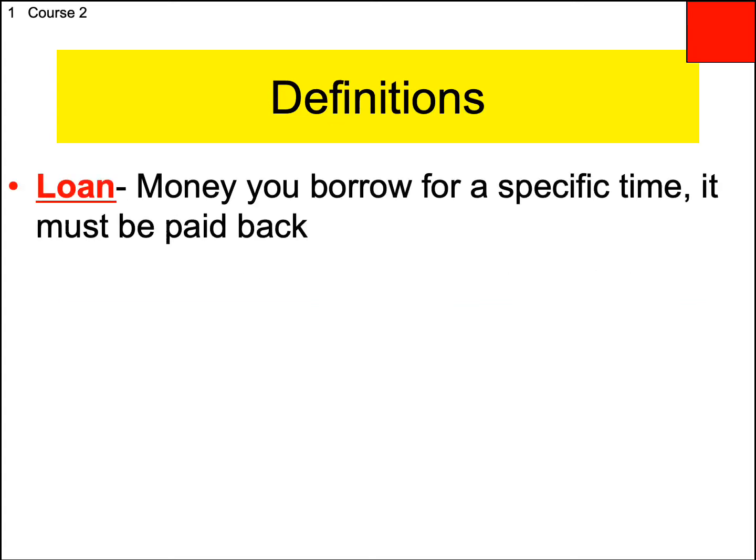Quick definition. You've heard this word before, but maybe you don't know what it means: a loan. A loan is when you borrow money for a specific time. I'm going to borrow a certain number of $1,000 for 10 years or for 4 years or for 6 months. Obviously, this money must be paid back.